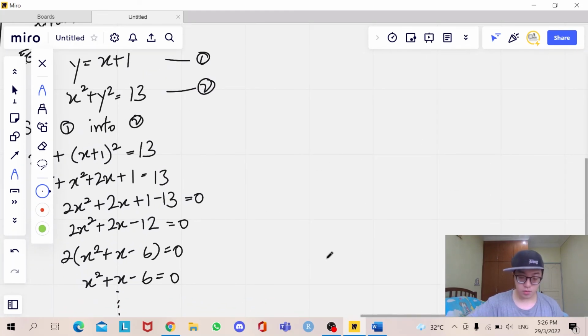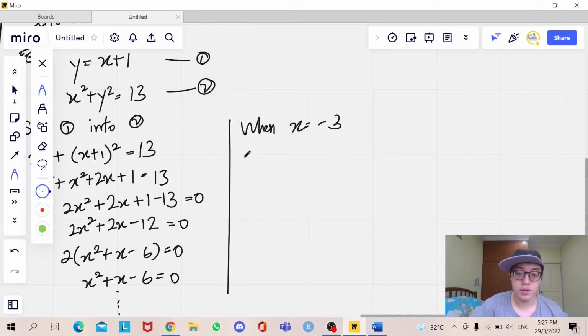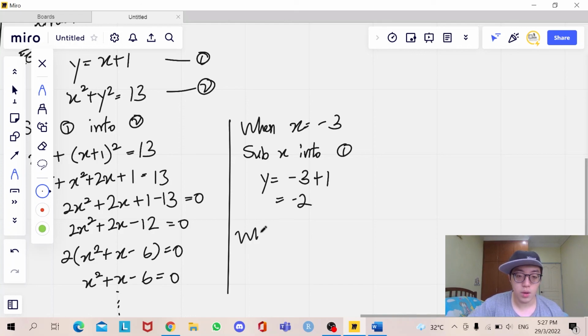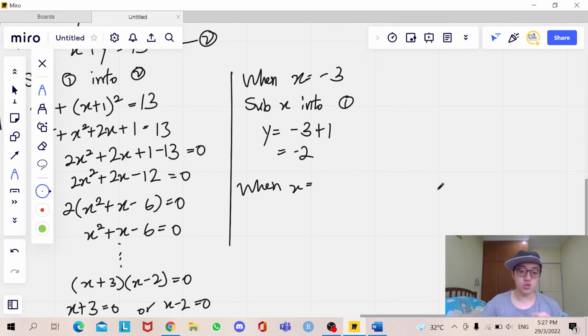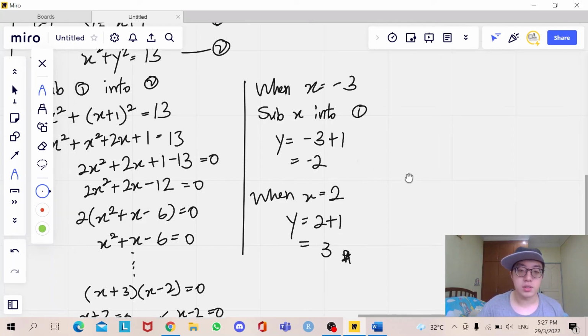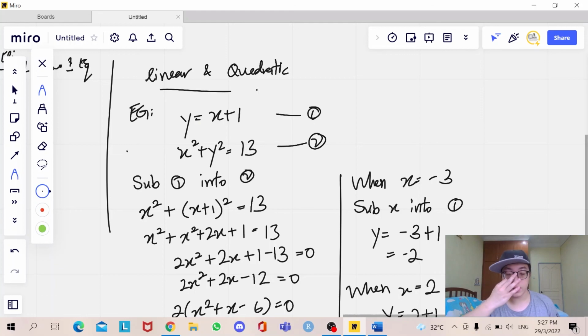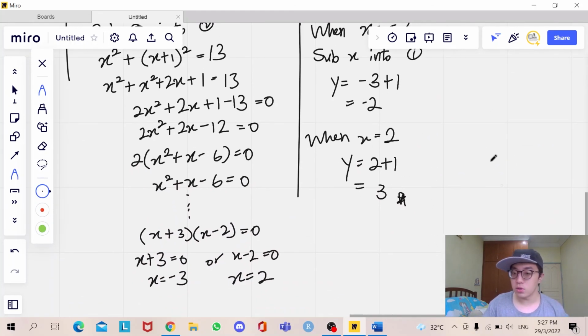We will continue here. When x equals negative 3, you sub x into equation 1. So y will be negative 3 plus 1, which gives you negative 2. And when x equals 2, y equals 2 plus 1, which equals 3. So there are two sets of answers when it comes to linear and quadratic simultaneous equations. This is something that you need to take note of.